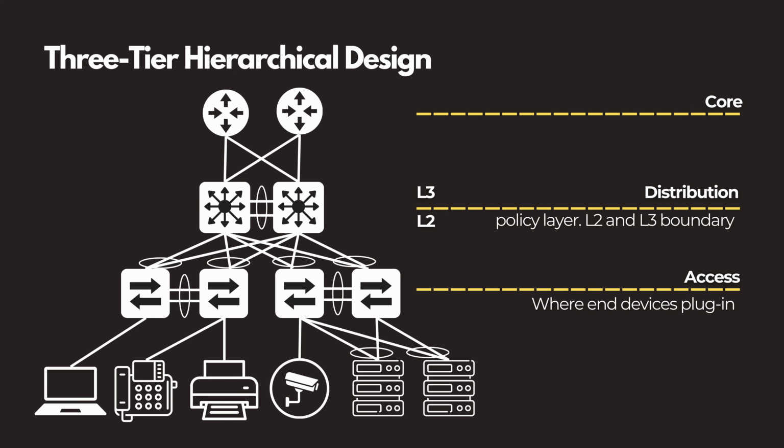The third layer is the core layer. It is pure speed. It moves traffic between distribution blocks as fast as possible. Redundancy is placed in every layer. Dual uplinks, dual core switches, so no single failure takes the network down. Spanning tree or better, virtual port channels keep those redundant links from looping.